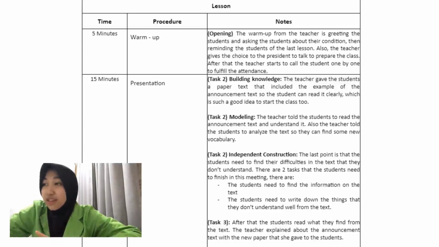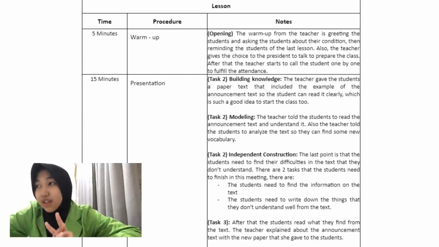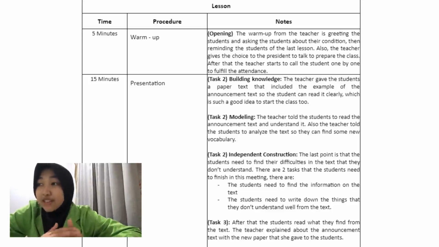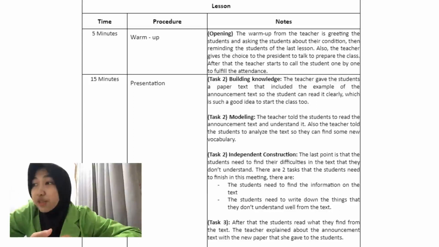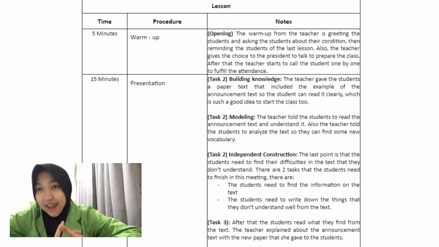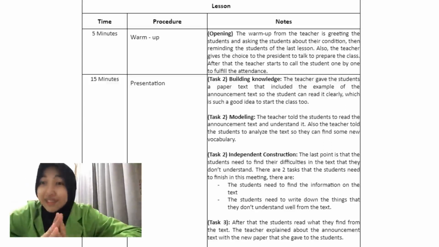And then the next task in the presentation is independent construction. The last point is that the students need to find the difficulties in the text that they don't understand. As I mentioned at the first, there are 2 tasks the students need to finish in this class: the students need to find the information of the text, and then the students need to write down the things that they don't understand well from the text.